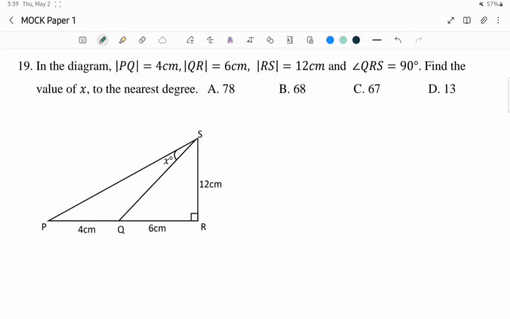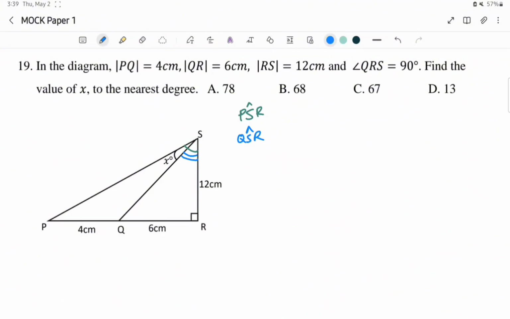PQ is 4 cm, QR is 6 cm, RS is 12 cm. Find the value of x. Well, to find the value of x, if we know the value of the entire angle PSR, and we know the value of angle QSR, just this in blue, that means we'll be able to find angle x, because we'll just have to take away QSR from PSR to find the value of x.